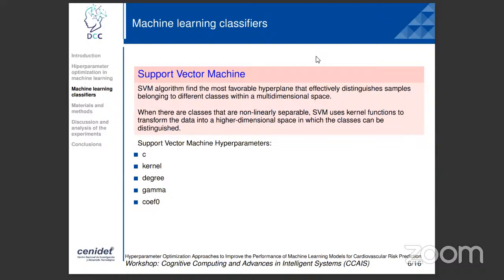For the support vector machine classifier, we focus on the hyperparameters C, kernel, degree, gamma, and coef0. Kernel determines the type of decision boundary used to separate the classes in the input space. Meanwhile, degree determines the complexity of the decision function and the ability of the model to fit the data.